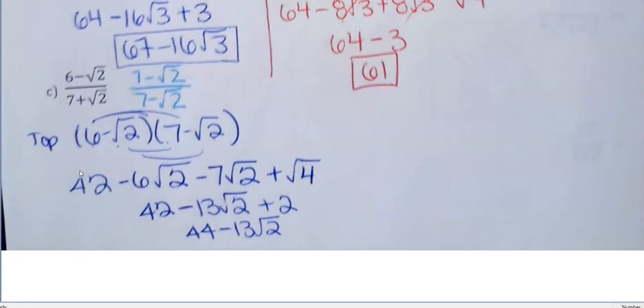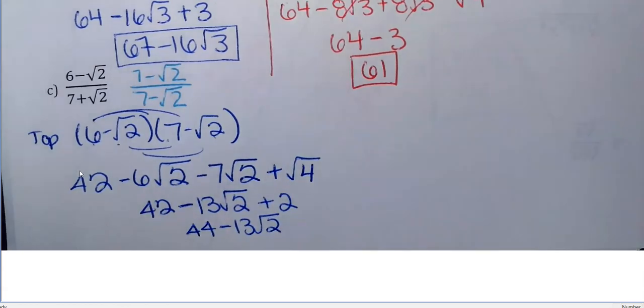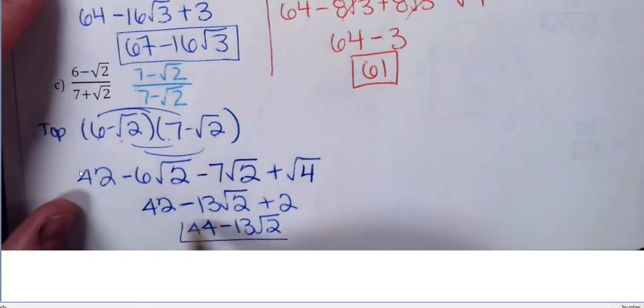Again, you can't do anything more there. If I had 13x, you wouldn't put that with the 44. So that's what you got going on there. Just don't subtract 13 from the 44. They have to stay separate. So this is your numerator.